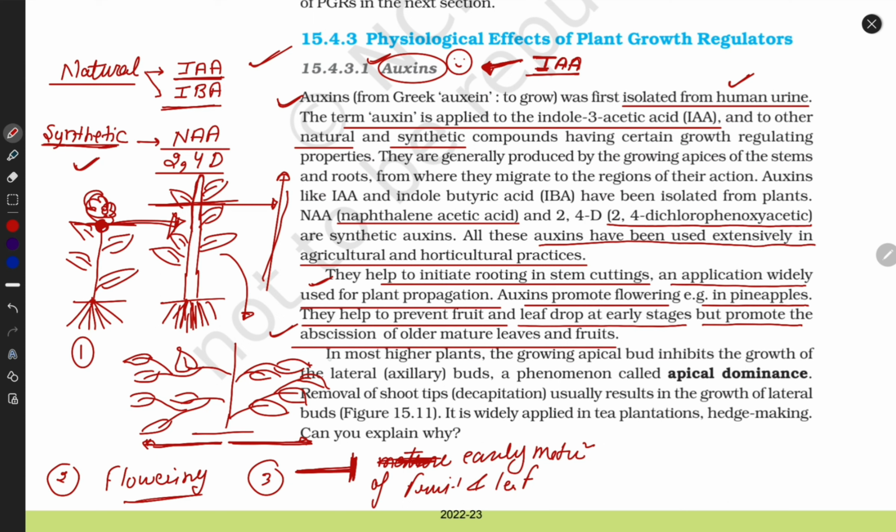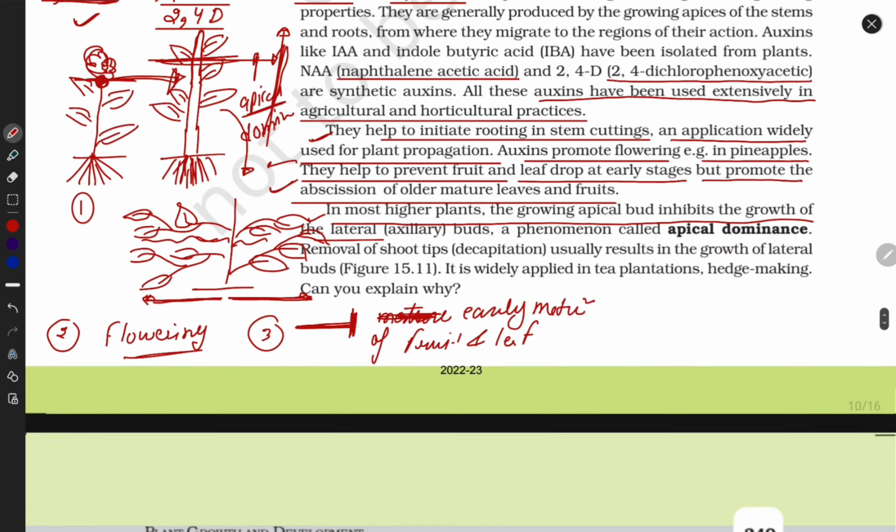Next, in most higher plants, the growing apical bud inhibits the growth of the lateral buds. This phenomenon we call apical dominance. Apical means the tip part, the apex part. They increase in height. If we remove the tip, then lateral branches arise more and more.